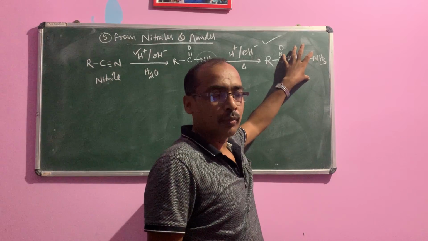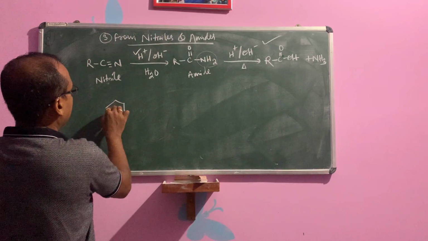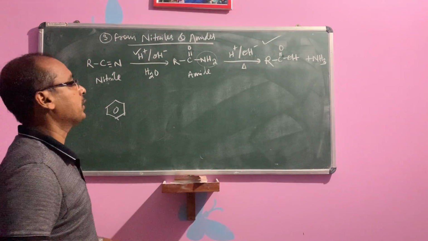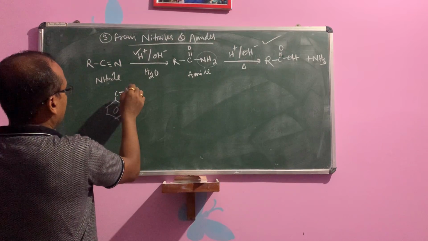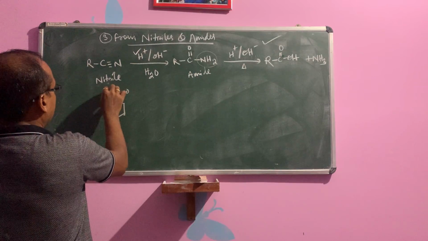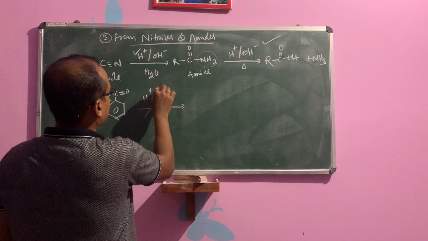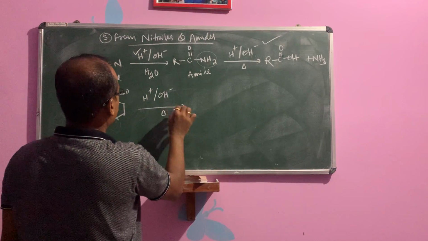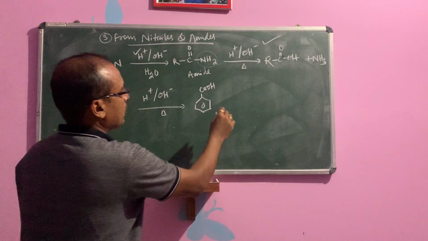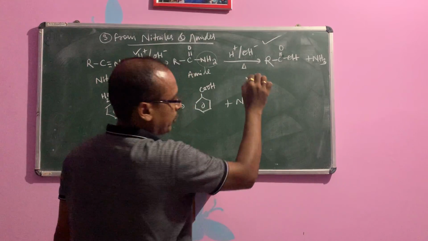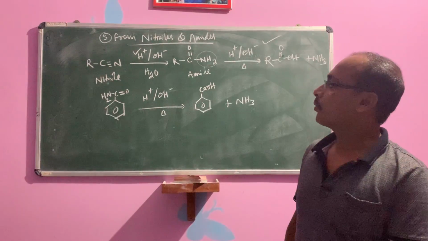So this is the aliphatic one. For aromatic, you can take the aromatic nitrile, or the amide, C=O NH2, in presence of H plus and OH minus with heat, to give benzoic acid plus ammonia. So these are the preparations from nitrile and amide.